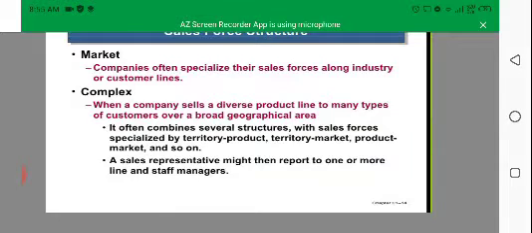So, complex. When a company sells a diverse product line, meaning a very diversified product line, to many types of customers over a broad geographical area, the structure of the sales force will be complex. It often combines several structures, with the sales force specialized by territory, product, territory and market, products and market, and so on. The sales representative might then report to one or more line or staff managers. So the reporting system will be different in a complex market sales force structure, or they have specialized territories and products according to their needs or the customers' needs.